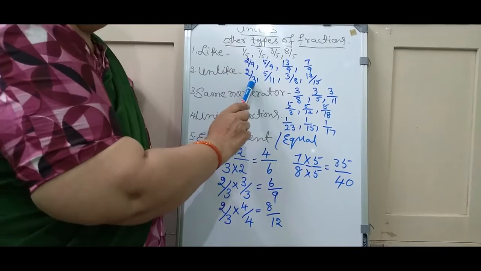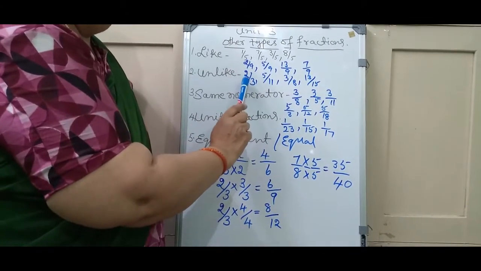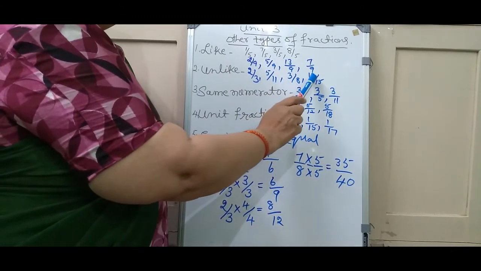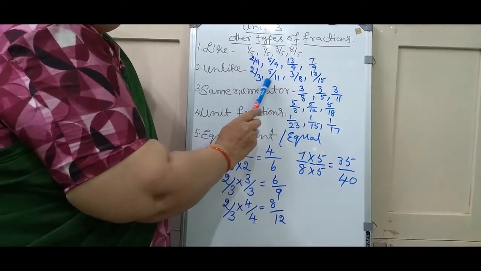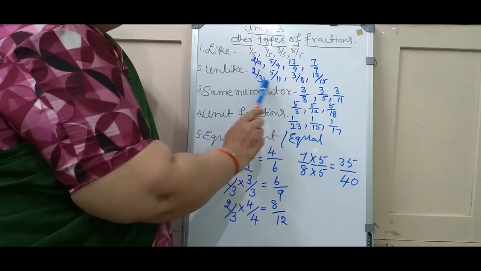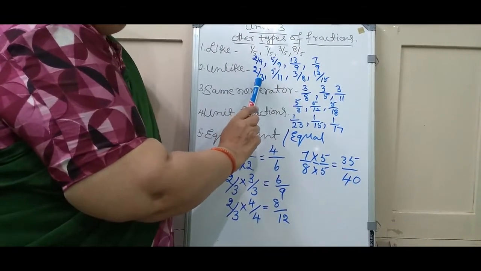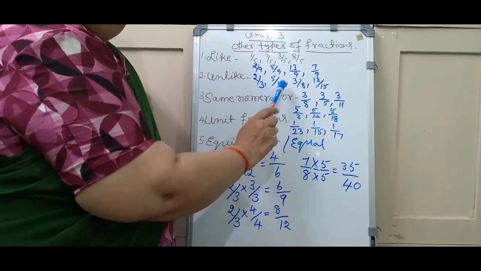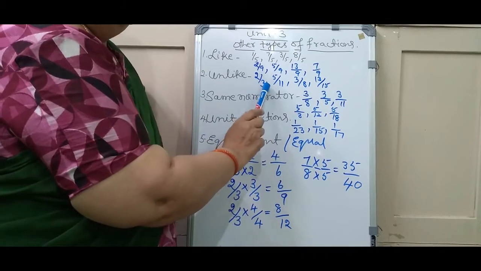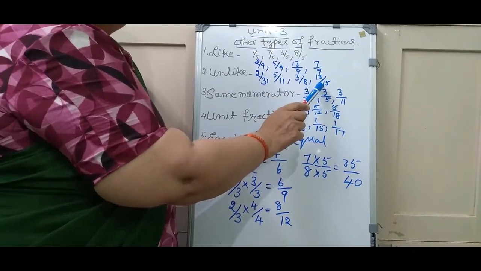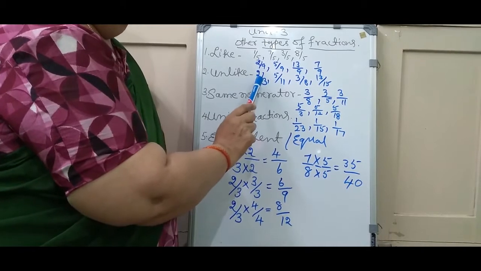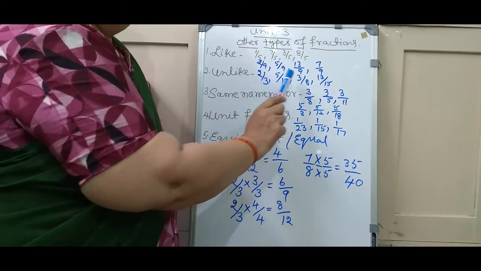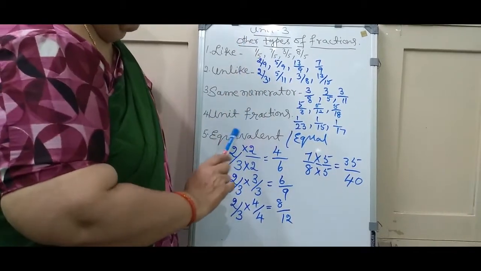And the fractions with different denominators. You observe here 2 by 3, 5 by 11, 3 by 8, then 13 by 15. 3, 11, 8, 15 are different denominators. So 2 by 3 is a different fraction, 5 by 11 is different, 3 by 8 is different from these two, and 13 by 15 is different from all these three. They are called unlike fractions because they have different denominators.